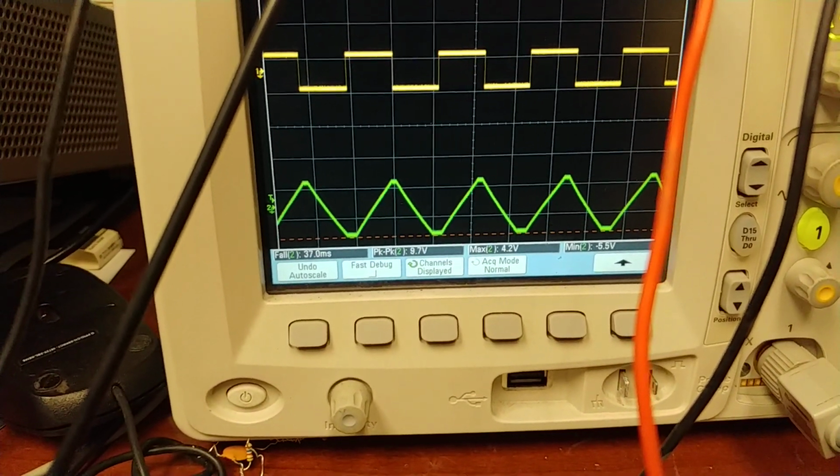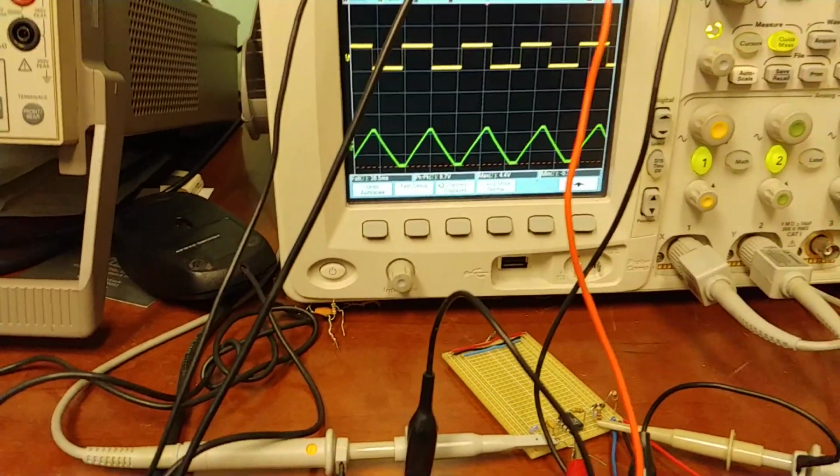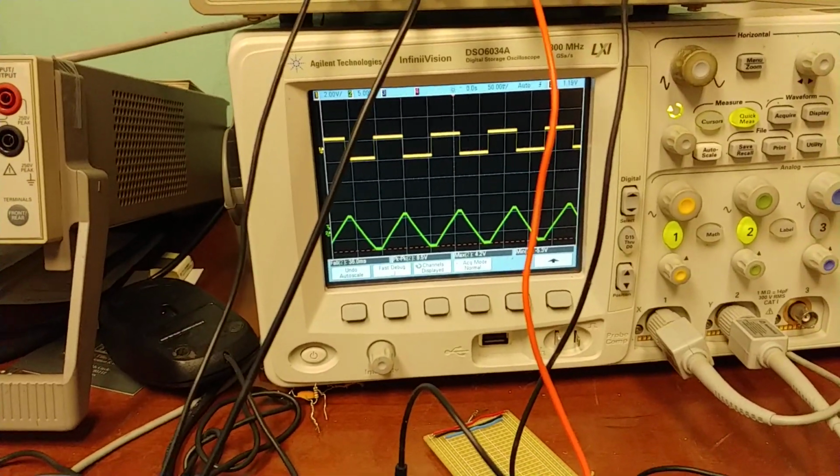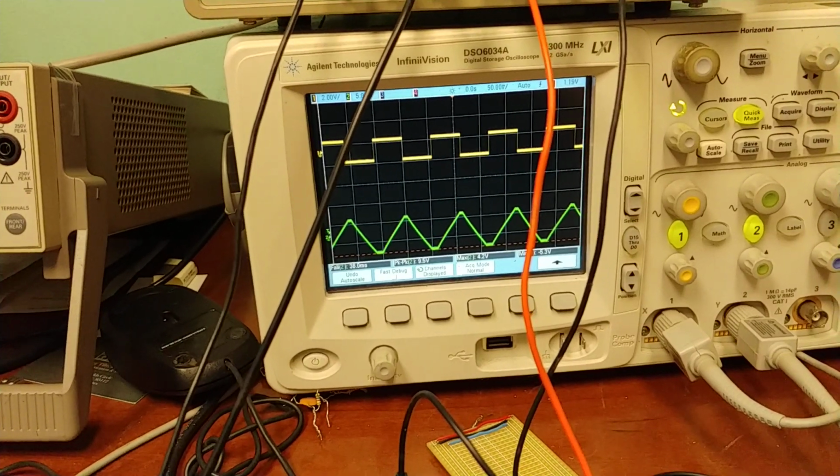And there you go, there you have it. Next stop, the multiplier or the Schmitt trigger.